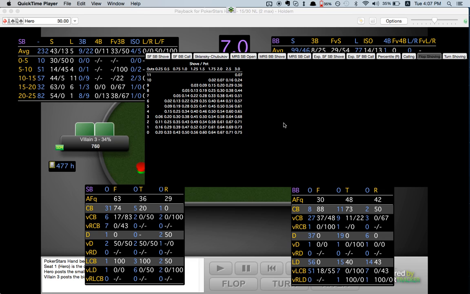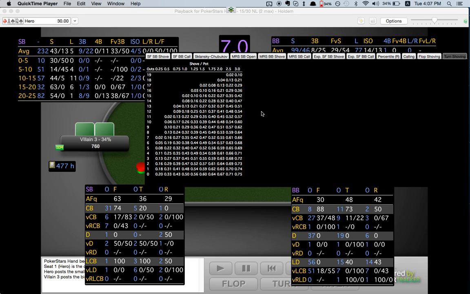Here we have a flop shoving chart, so here given a number of outs and a shove to pot ratio, it tells us the fold equity needed to break even. So for example, if we have 8 outs and our shove size is 1.5 times the pot, then we need a fold equity of 19% to break even. And anything more than that is going to be profitable. And here's a similar chart for turn shoving.